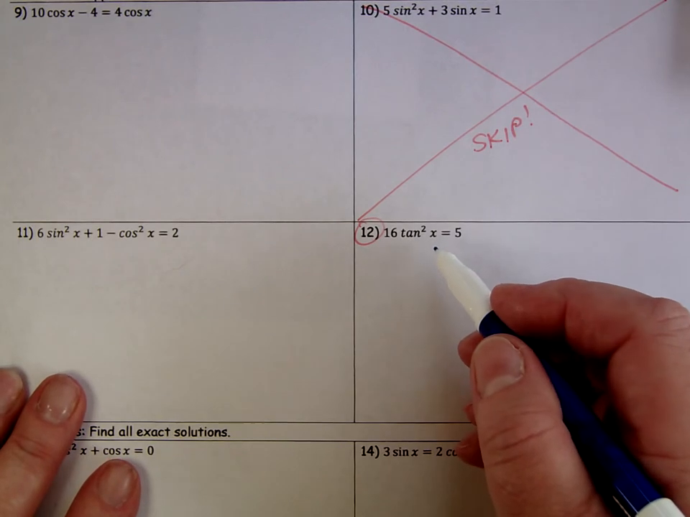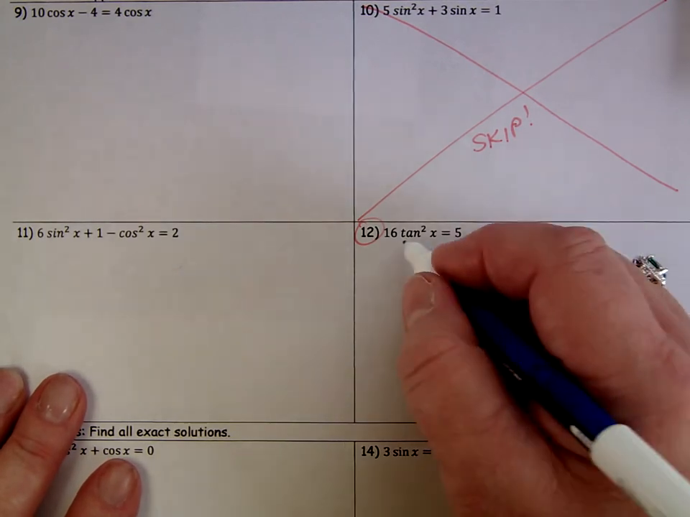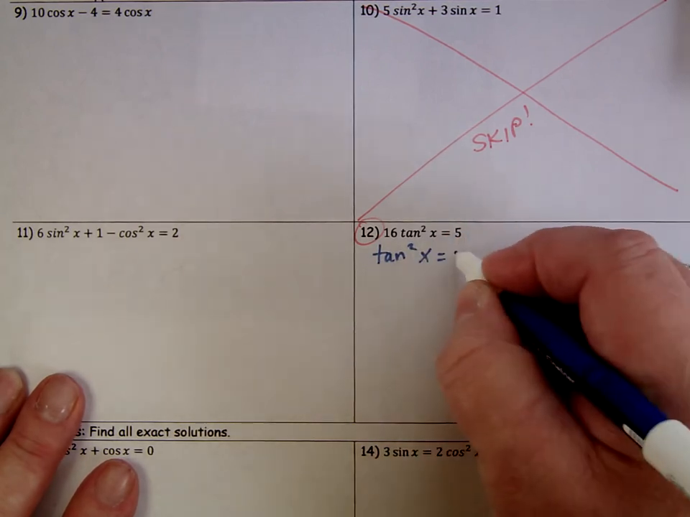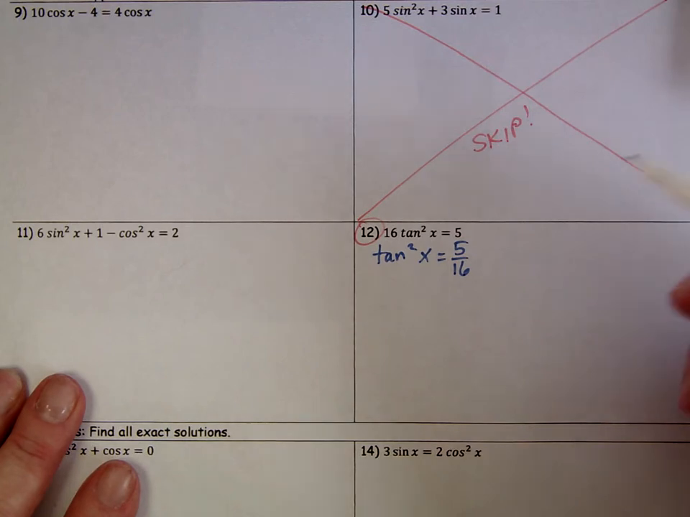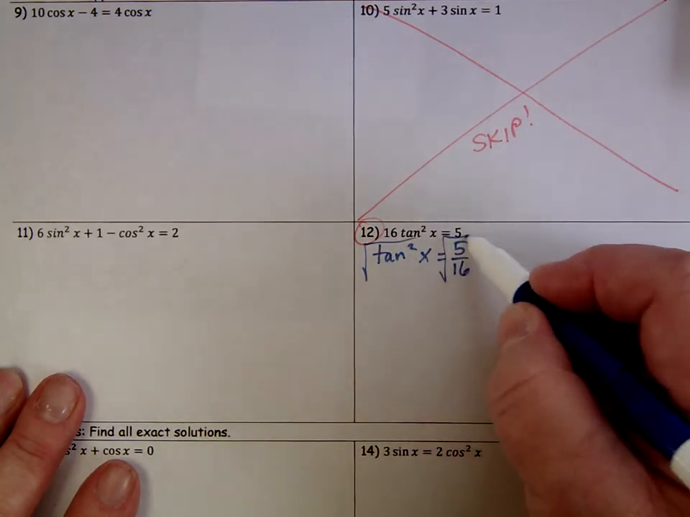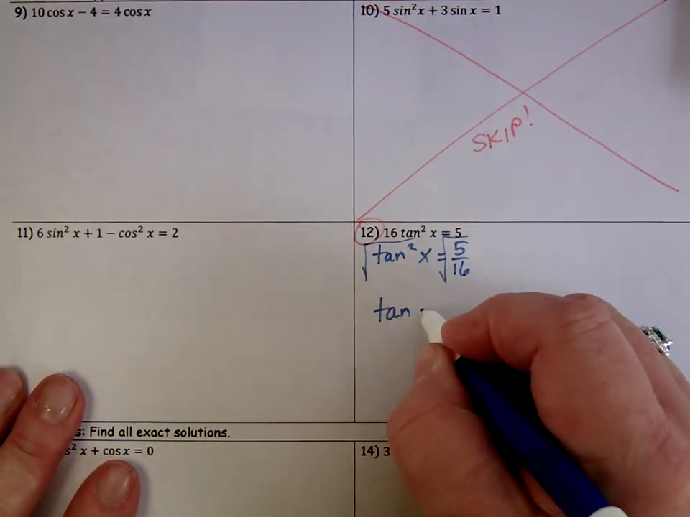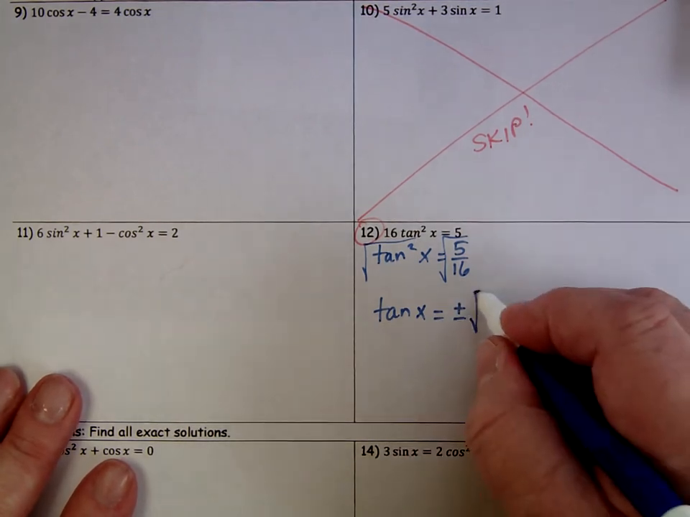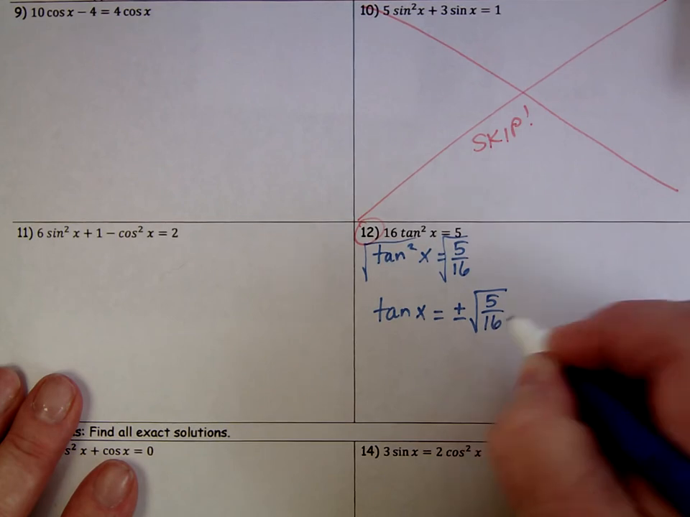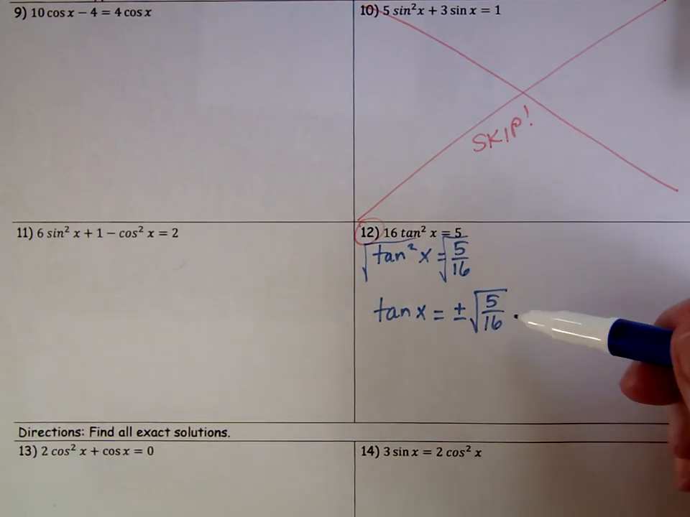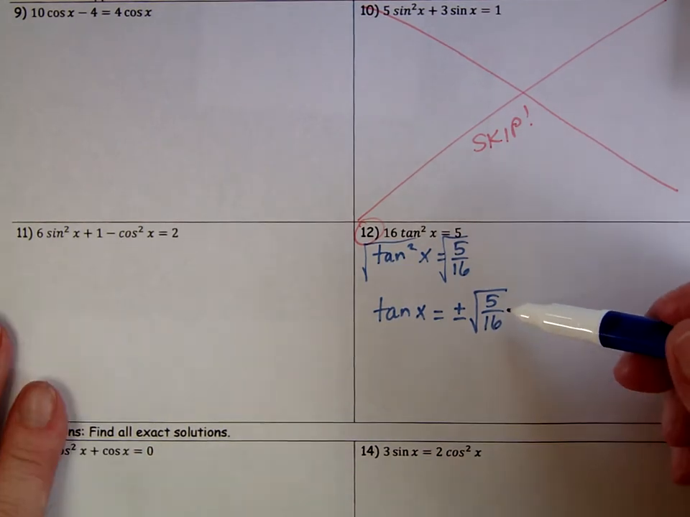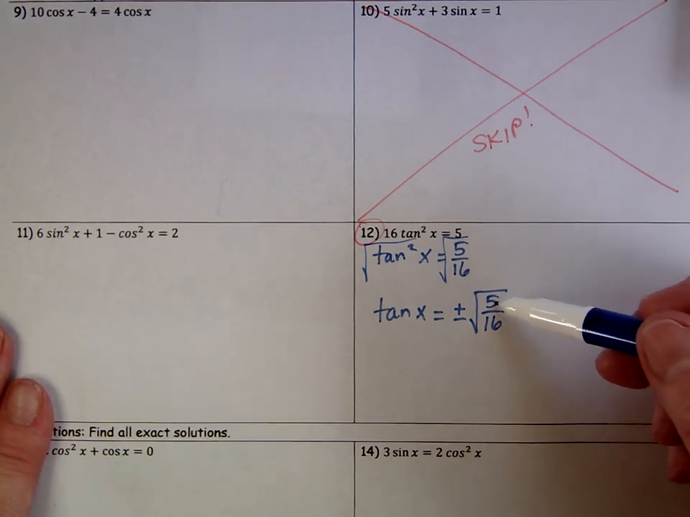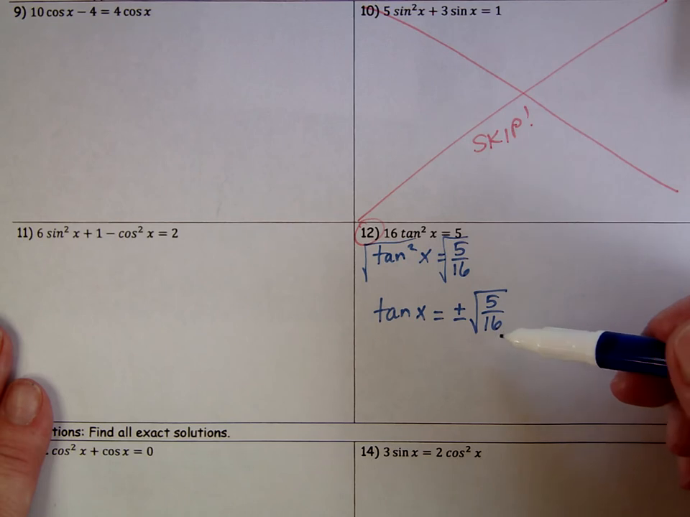I only have one trig function, so trying to get that by itself is going to be pretty easy. Tangent squared x divided by 16 is 5 over 16. I need to take the square root. I get the tangent of x. Anytime you take a square root, it's plus or minus, and it would be plus or minus the square root of 5 over 16. Well, that's not on your chart. Even if I were to simplify this, it'd be the square root of 5 over 4. That's still not on your chart.